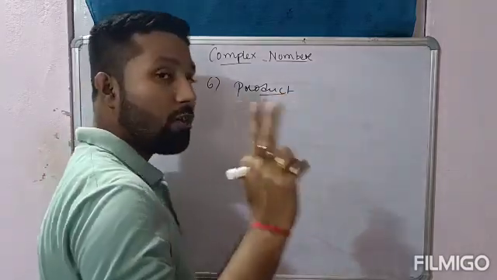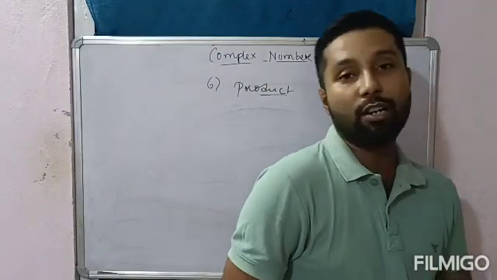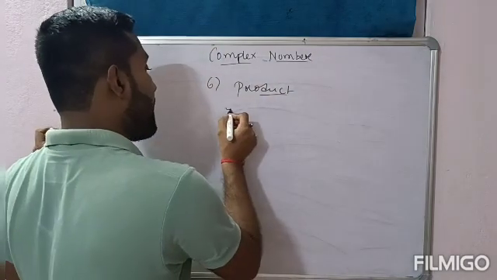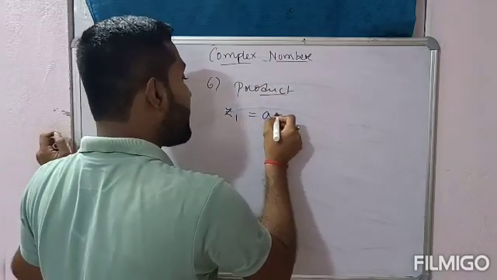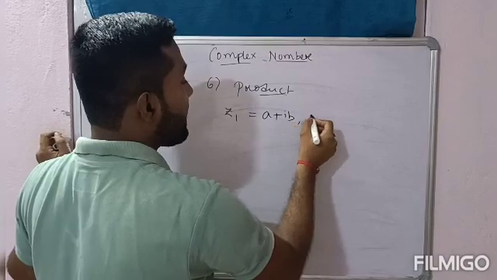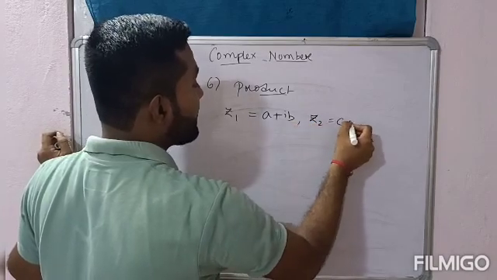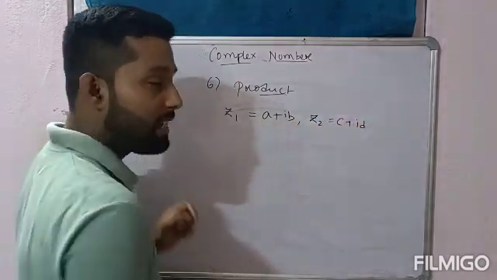The product of two complex numbers is always a complex number. Let us consider z1 equal to a plus ib and z2 equal to c plus id.